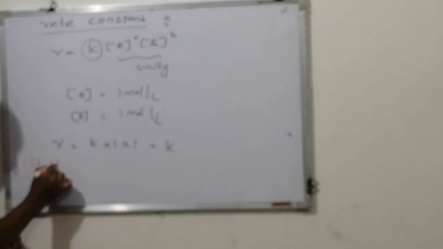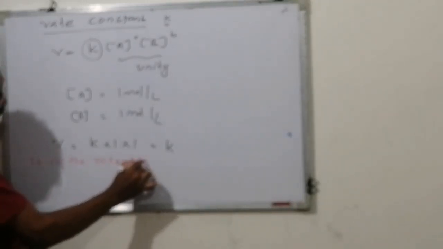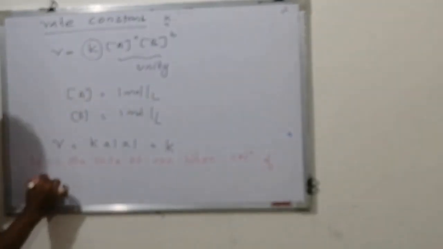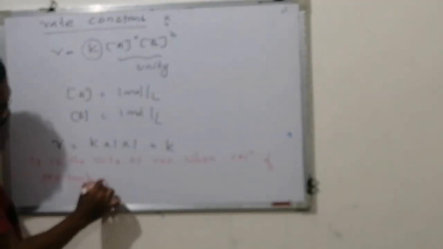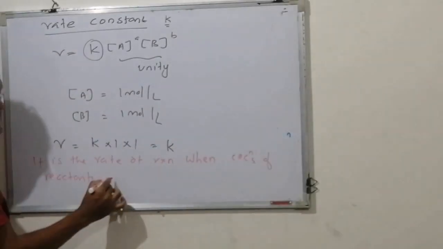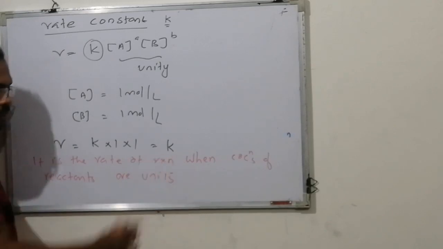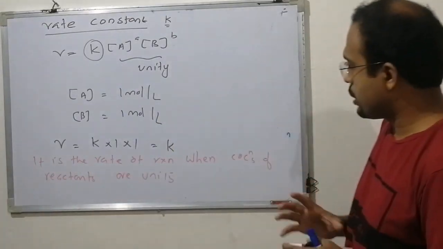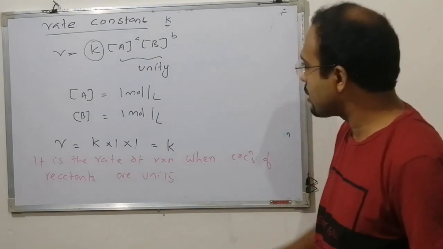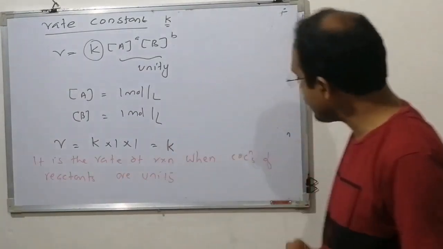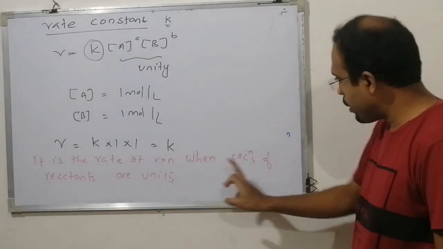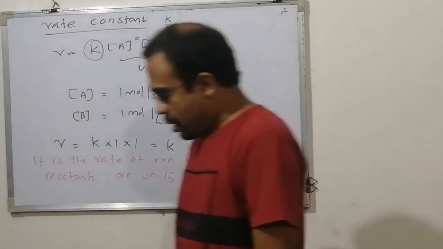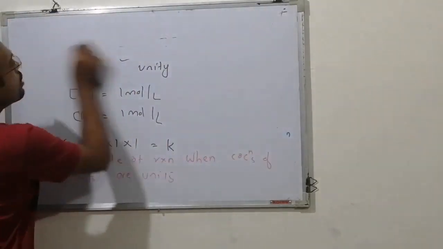It is the rate of reaction when concentrations of reactants are unity. We will discuss more about the rate constant. I just introduced what a rate constant is. When there is a question, what is a rate constant? Please write this definition: it is the rate of reaction when concentrations of reactants are unity. Fine. Now we can discuss what the order of the reaction is.